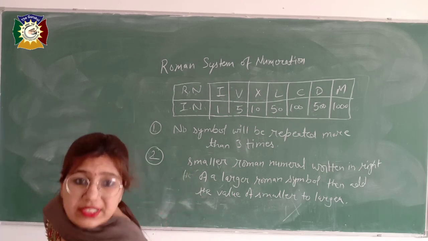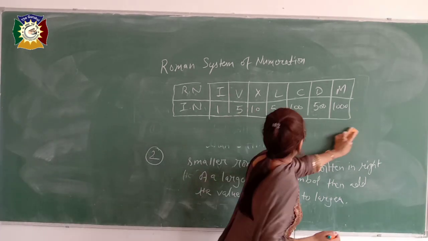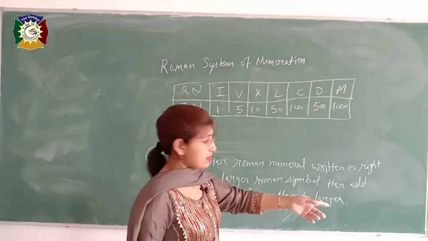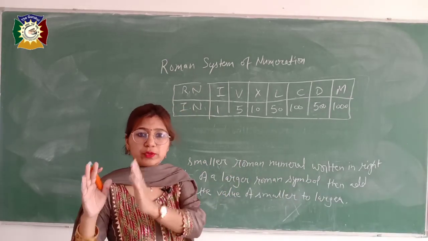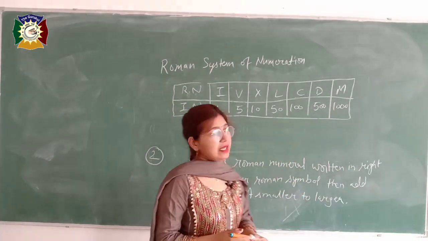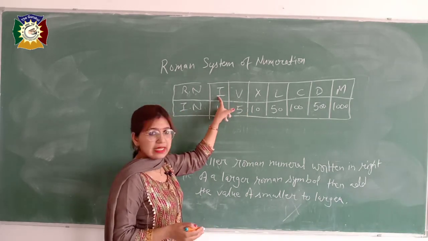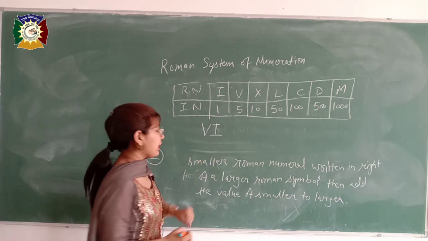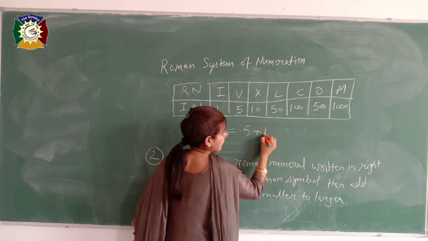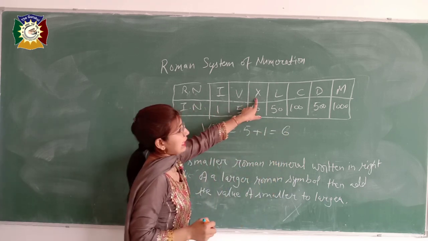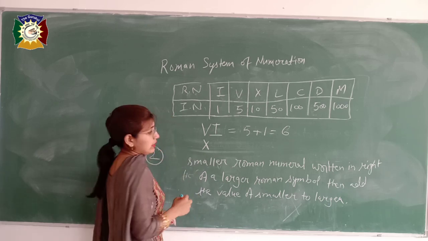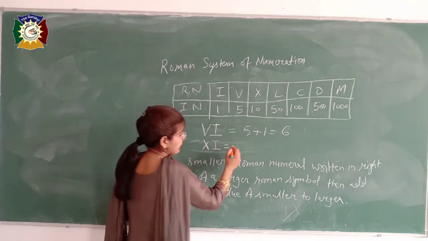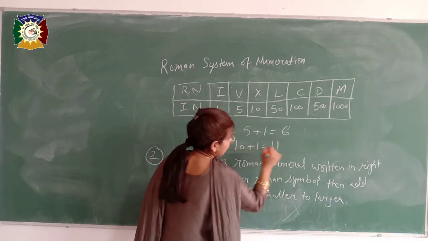For this I will give you an example. Whenever a smaller symbol is written in the right of a larger symbol, that time you have to add the value of the smaller symbol to the larger symbol. See, here V is larger than I. If you write like this, VI, you will get 5 plus 1 is equal to 6. If you write X and then write I, you will get XI, that is 10 plus 1, it will give you 11.